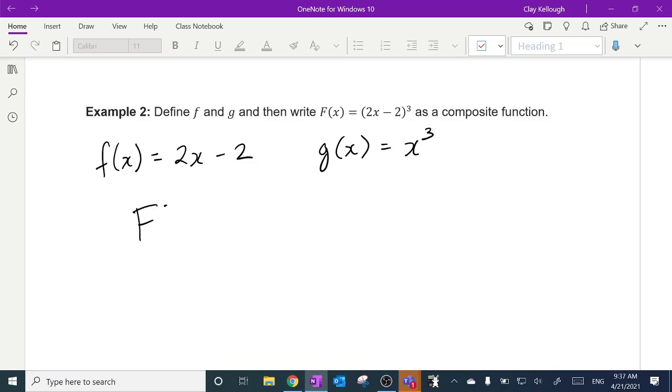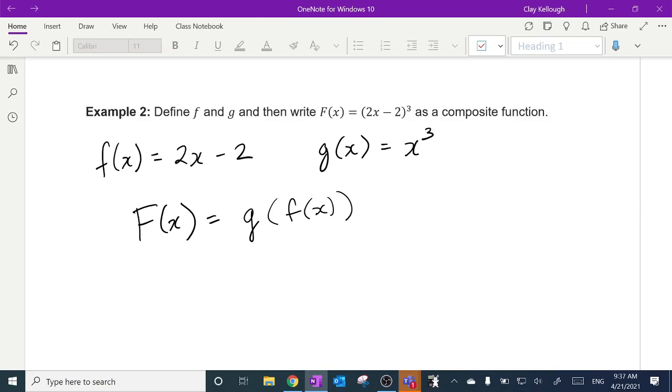So f of x is equal to, what's going to finish that statement? Can you think about it? Am I putting the g into the f, or am I putting the f into the g? You're putting the f into the g this time, right? So it's g of f of x. All right, so there's example 2 for that one.